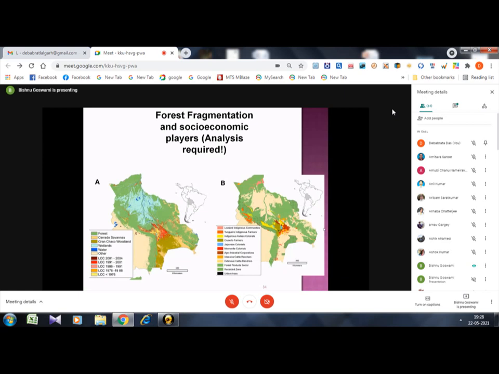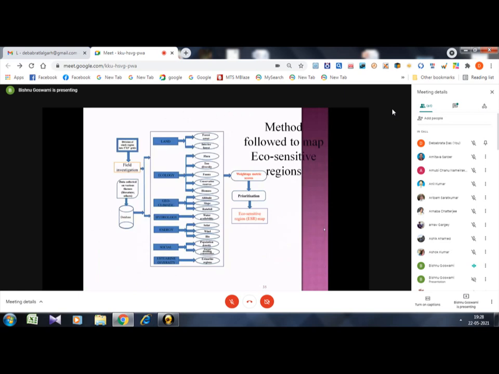So in this map of Bolivia, we can see this type of labeling on the types of land masses and the type of people living there, and this socio-economical aspect is also something I am personally interested in and have worked on. So these are methods to map the eco-sensitive regions.